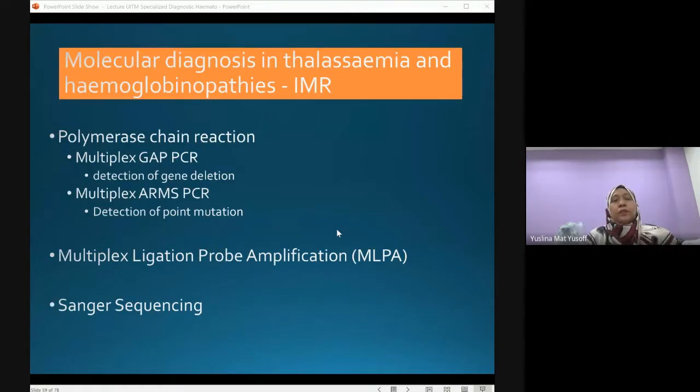So other than hemato-oncology, we have other diseases as well. In IMR, we do molecular diagnosis in thalassemia and hemoglobinopathies too. The main technique is mainly PCR. Here we use multiplex gap and ARMS PCR. It's slightly different in terms of the design of the probe, because for multiplex gap, the aim is to detect gene deletion, but ARMS is for detection of point mutation. For complicated cases, we do MLPA, and for unresolved cases or for rare mutation, we will perform Sanger sequencing.